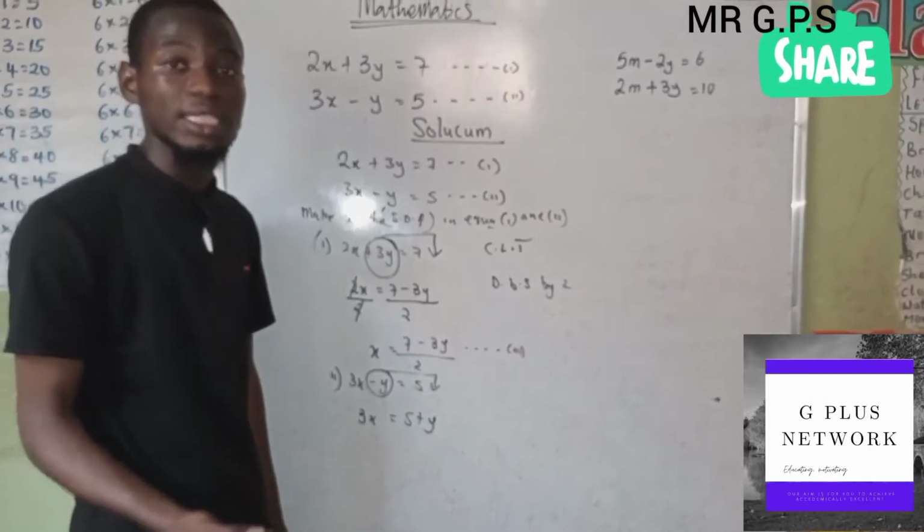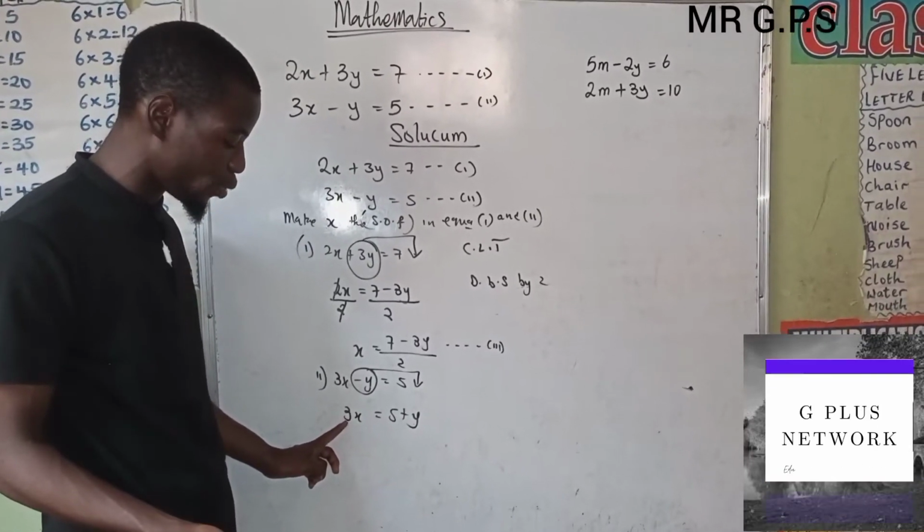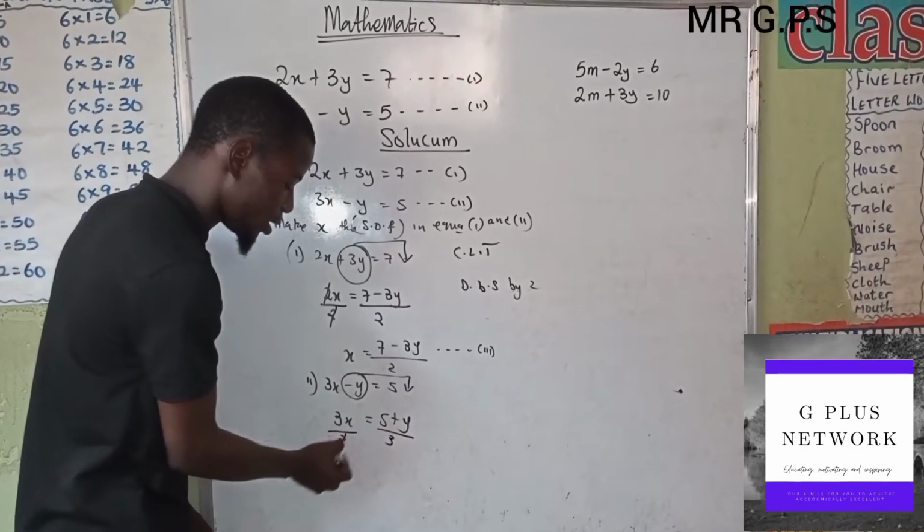Now what we'll do next is to make this x the solver formula, and we have a hindrance here which is 3. We'll divide both sides by 3. This becomes over 3, over 3. This cancels this.